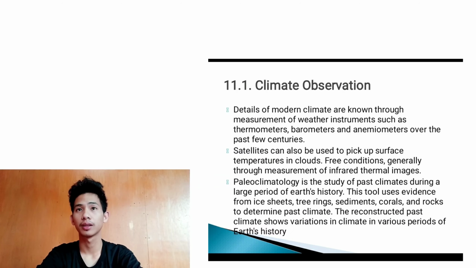The next material is climate observation. The details of modern climate are known through measurement by weather instruments such as thermometers, barometers, and anemometers over the past few centuries. Satellites can also be used to pick up surface temperatures and cloud conditions, generally through measurements of infrared thermal images.